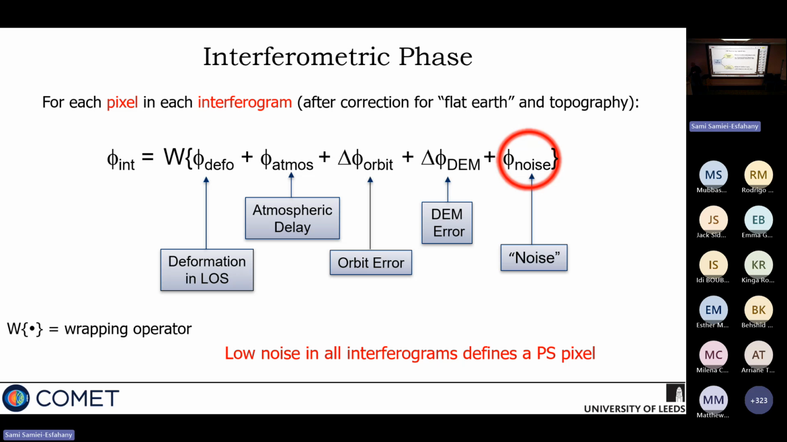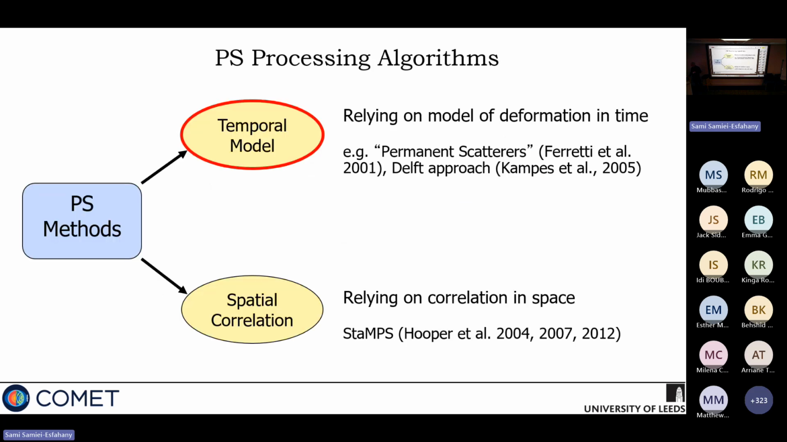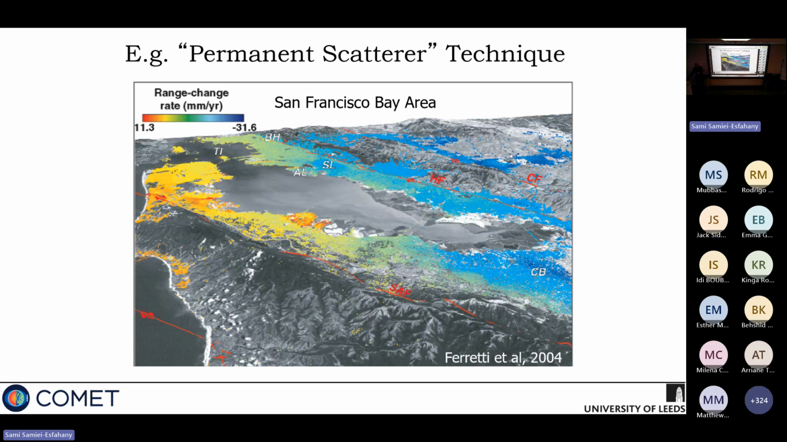And I guess there are two different ways of doing that. The original approach, which is still very much used today, is based on a temporal model. And then there's another approach which is based on spatial correlation. I'll talk about both of these a little bit. First of all, the temporal model. This is the original approach.